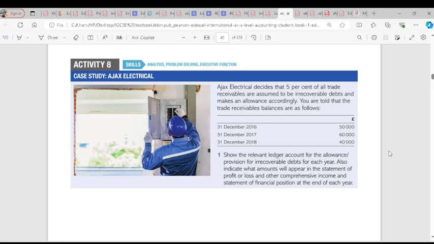So they said, show the relevant ledger accounts for the allowance provision for irrecoverable debts for each year. Also indicate what amounts will appear in the statement of profit or loss and other comprehensive income and the statement of financial position at the end of each year. So we start first on 31st of December 2016.